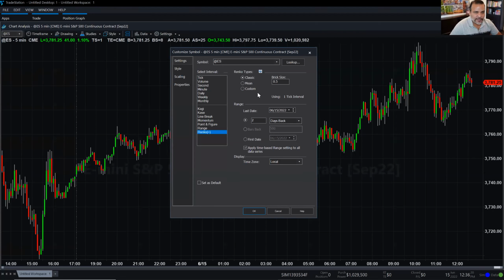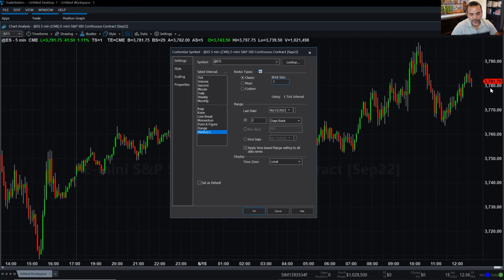The other two, mean and custom, are just variations of the same thing. It's just shifting the boxes up or down, which I'm not going to do right now. I'm just going to do the classic, and my box size is going to be 1. This is 1 point movement in the S&P 500.